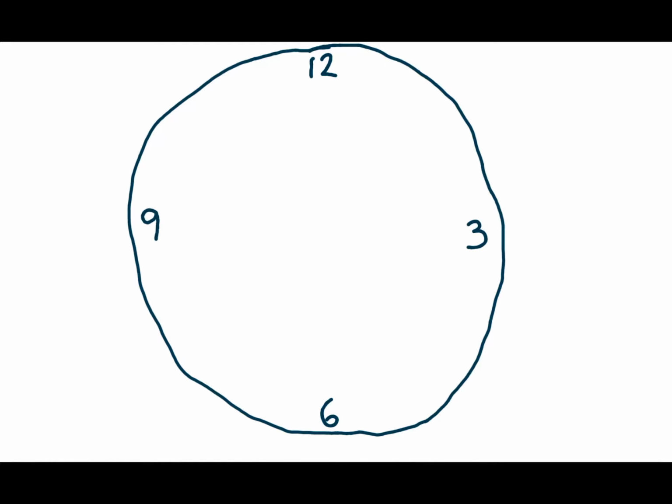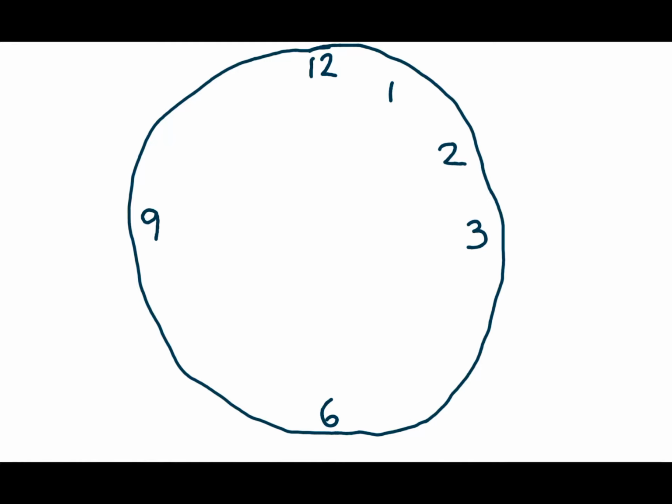So those are the important numbers of the clock. Let's fill in the remaining numbers. So we have 12. We have the 1. Fill in the number 1. Give it space. Put space between your numbers. And then here's the number 2.